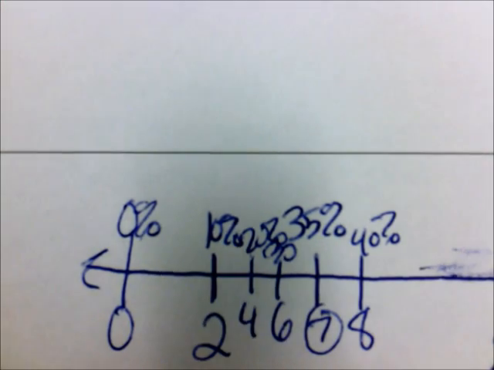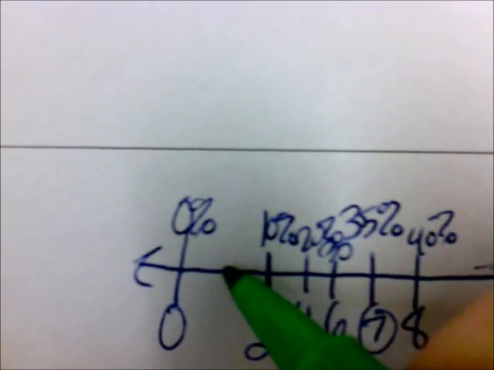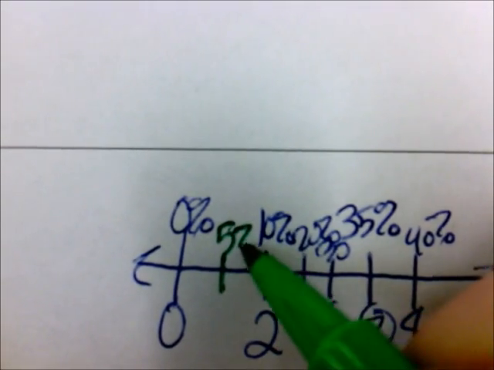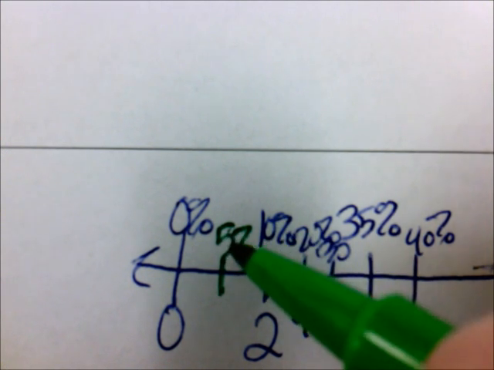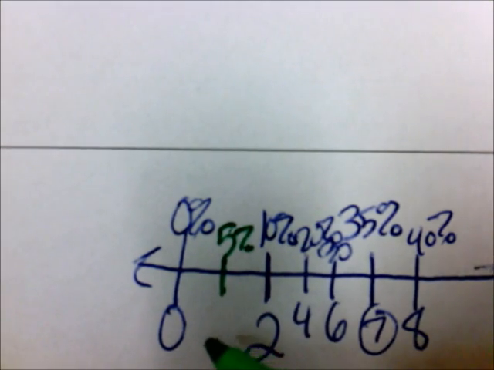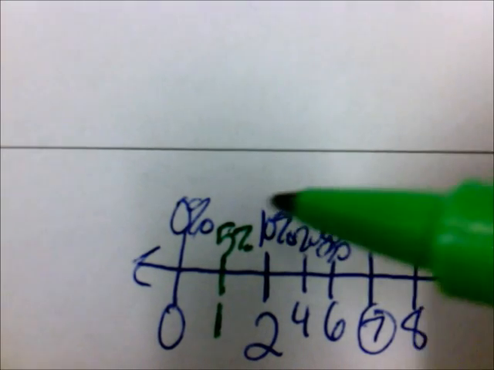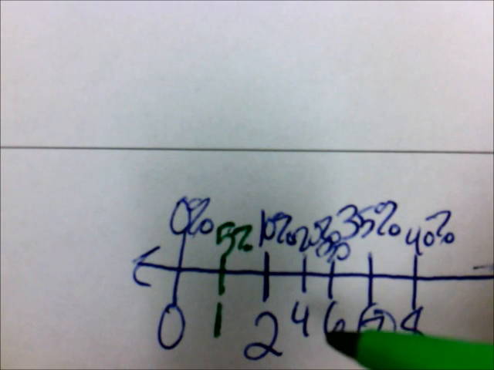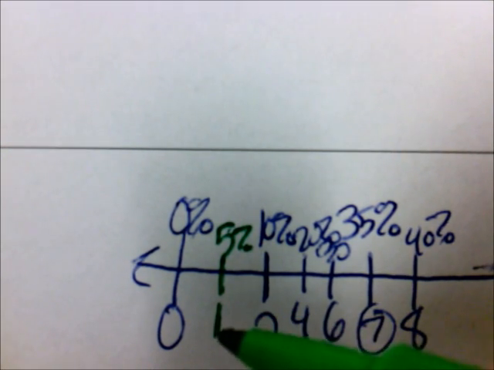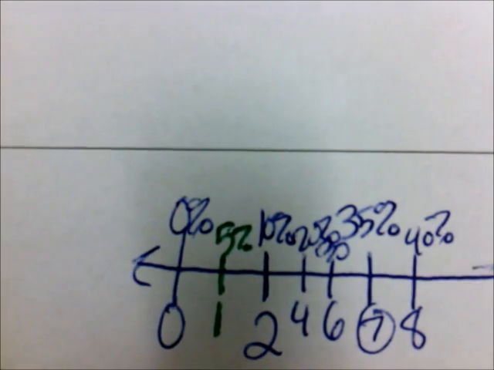Now, I could have easily said, okay, well, let's find 5%. Well, divide 10 by 2 and I got 5%. 2 divided by 2 gives me 1%. So for every 5%, it's worth 1. So if 30 was worth 6, I add another 5%, which is another 1, and I get a 7.